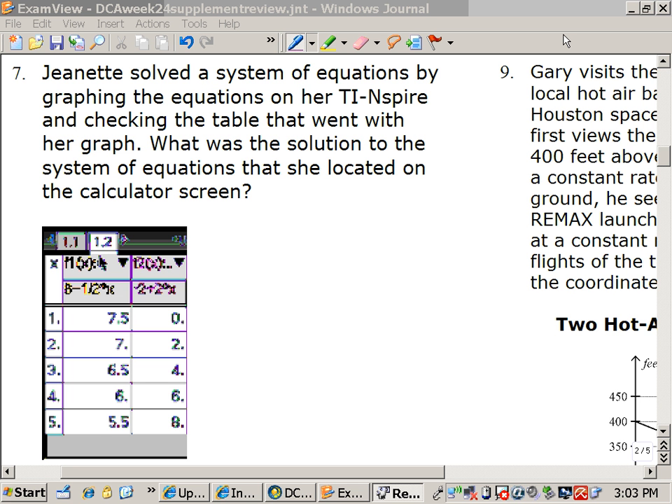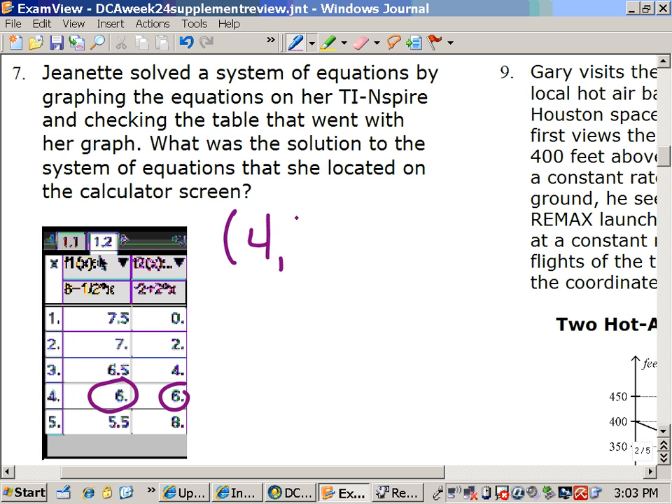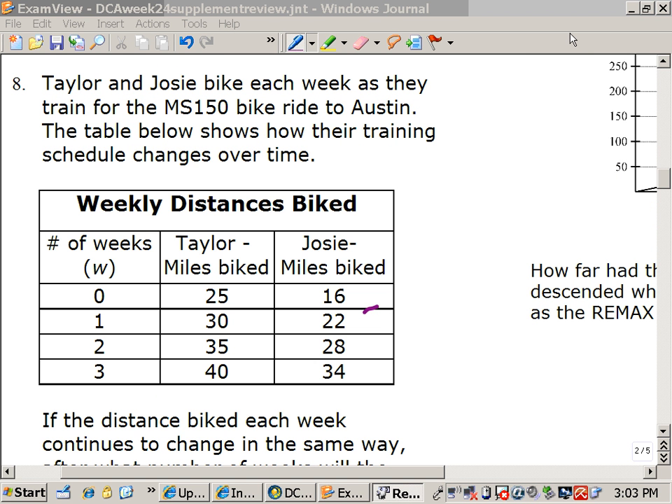All right, number 7. We have to find the solution. The solution is where the equations have the same y values, and that happens at the point (4, 6). On number 8, we have to find when these will be the same. Now, I can't see by looking. I could extend my table to find out how long it takes for them to be the same, but I'm going to write an equation and solve the equations.